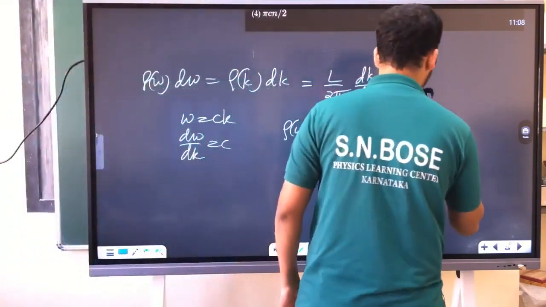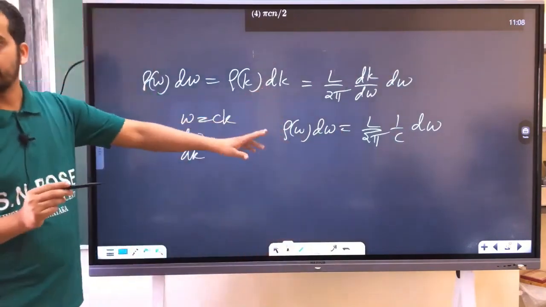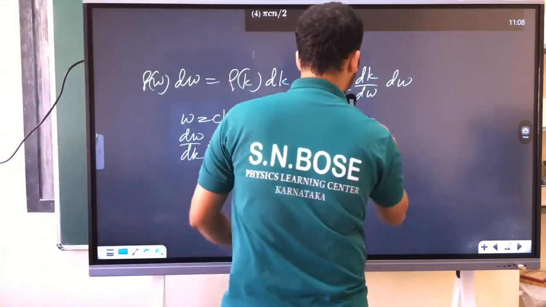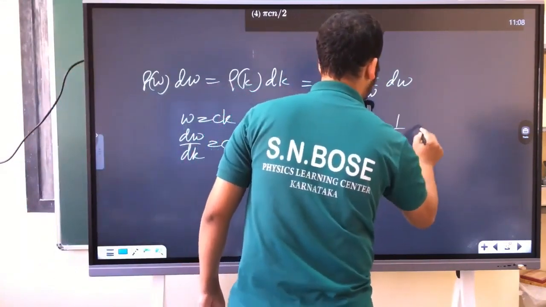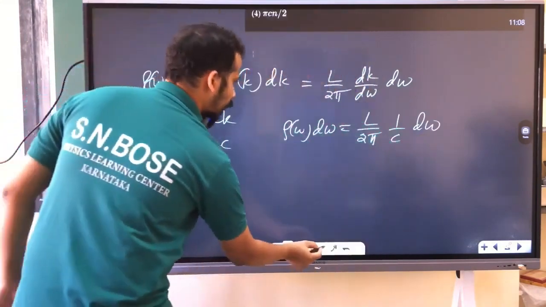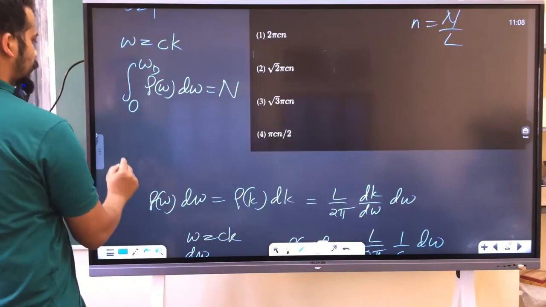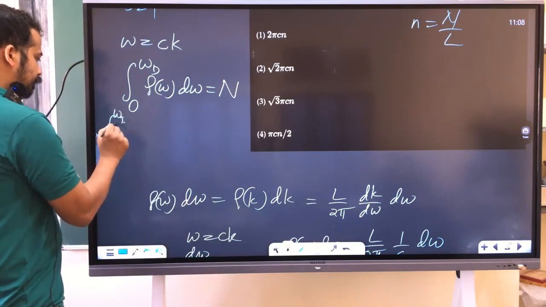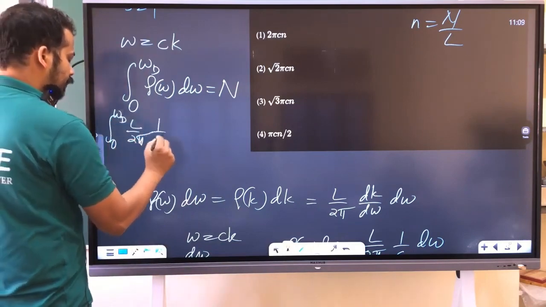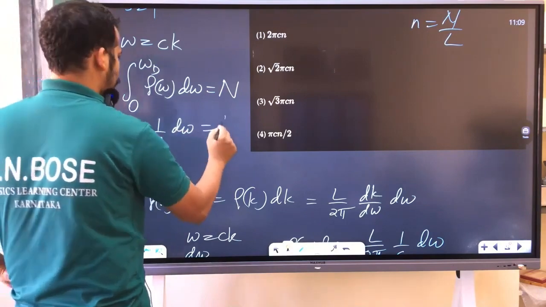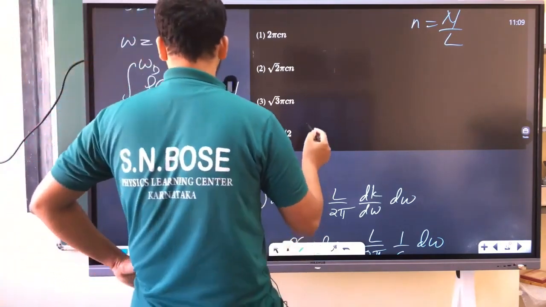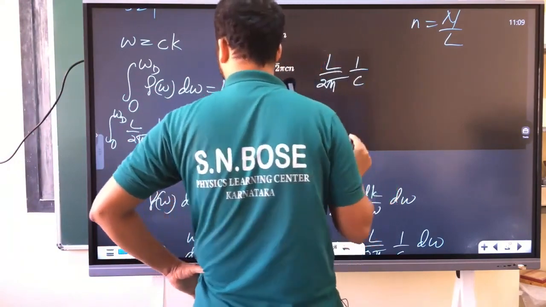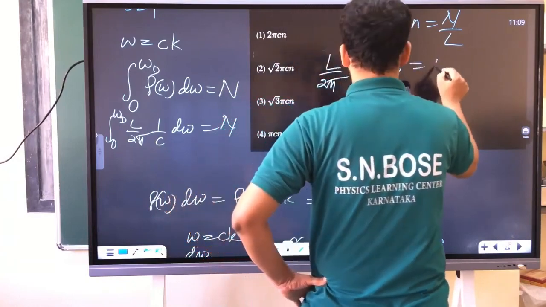into d omega. Now don't use e power something minus 1, you need all factors here. So what is this one? L by 2 pi 1 by c d omega. Now let us do it here: integral from 0 to omega D of L by 2 pi 1 by c d omega is N. When I do this one, L by 2 pi 1 by c omega D is equal to N.